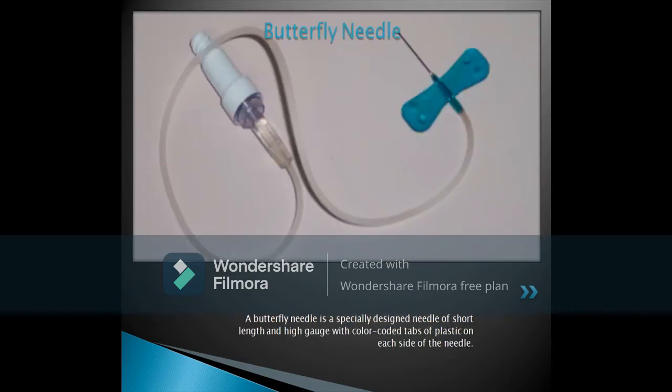A butterfly needle is a specially designed needle of short length and high gauge, with color-coded tabs of plastic on each side of the needle. These tabs facilitate control of the needle during insertion. This needle gets its name because the tabs on either side of the needle make it appear like the wings of a butterfly. Butterfly needles are most often used to start intravenous lines on premature infants or on elderly patients with poor veins.